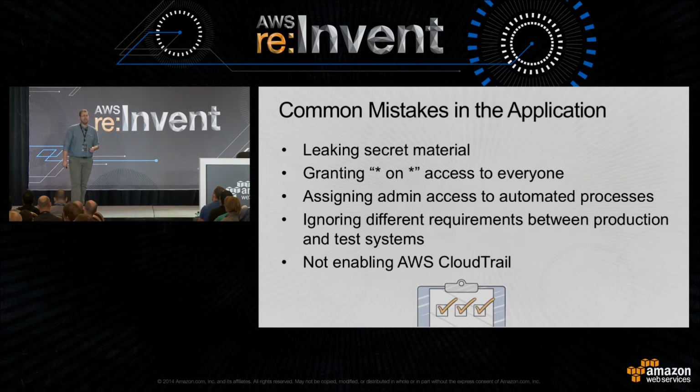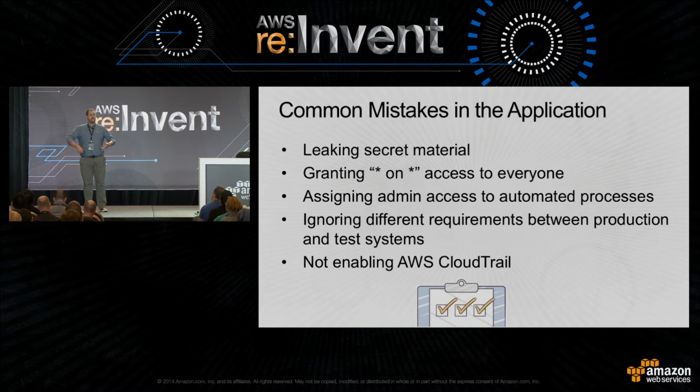At the application level, the most common thing we see is leaked secret material. Your access keys, your crypto keys, things that you don't want an attacker to have are sitting out there in a bucket, in your source code, in configuration, and we can get to them very easily. That's usually helped by the fact that most customers grant way too much access to their users. And they assign admin level rights to automated processes like DevOps processes.